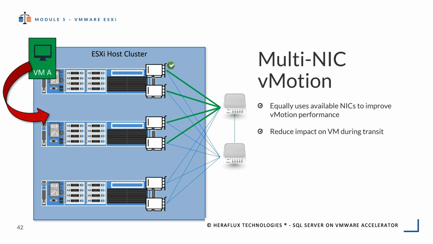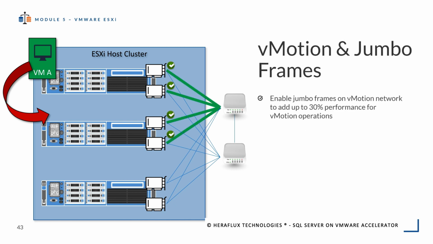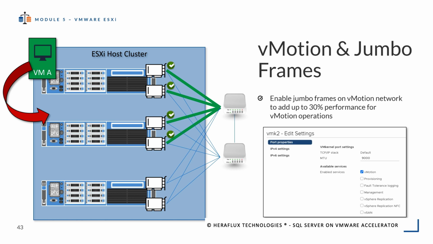If we take the concept of jumbo frames that we talked about in the networking module and enable them for the vMotion network, we're able to get up to a 30% gain for vMotion operations. Thankfully, this is pretty straightforward to set up for just this network. Every little bit helps, and the combination of multi-NIC vMotion and jumbo frames can help us decrease our vMotion runtimes by up to 2.5 times or more. That's pretty substantial when we need these operations to be done in a hurry.